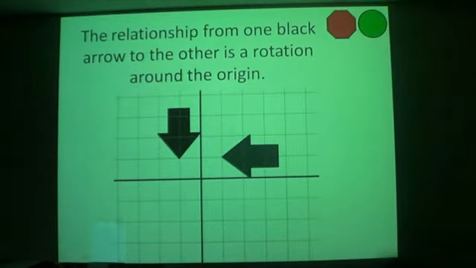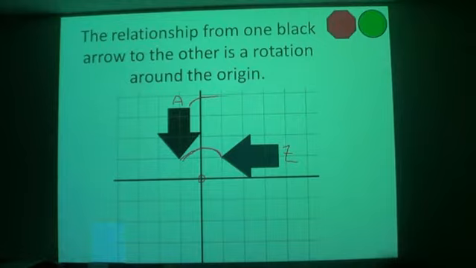All right. The relationship from one black arrow to the other is a rotation around the origin. So this is the origin of the Cartesian coordinate system, and our relationship is that this has rotated. Let's give this a name. This is A, and this is Z. So if we rotated Z counterclockwise 90 degrees around the origin, it would go like this. And if we rotated A clockwise around the origin, it would go like this. And so there you have it.